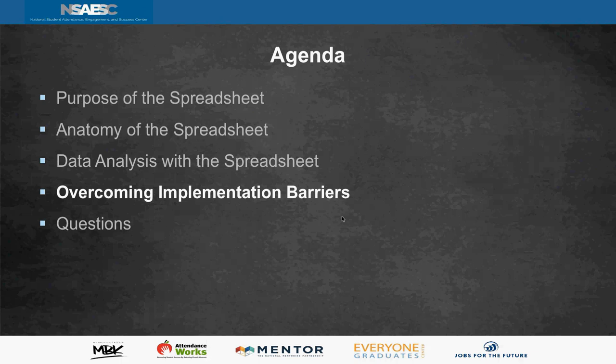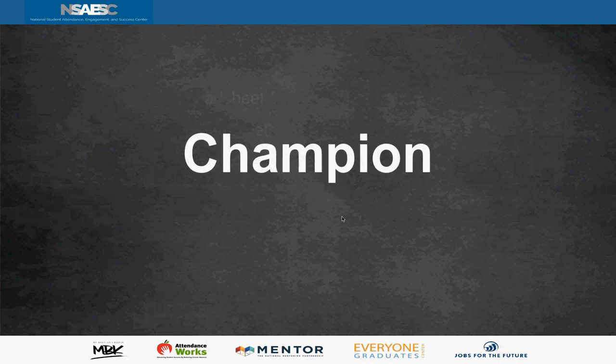With this last bullet point on our agenda, I want to talk about how we make sure that this spreadsheet is useful. How do we make sure that it is used and it is leading us to our intervention? What barriers are going to come up to being able to make the tool that we want to make and then use the tool that we've just made?